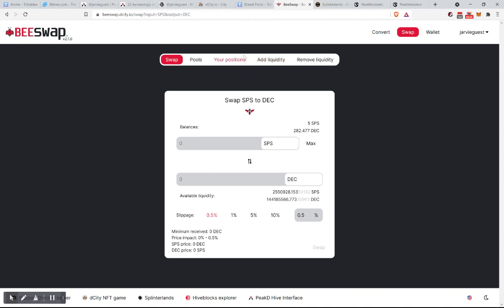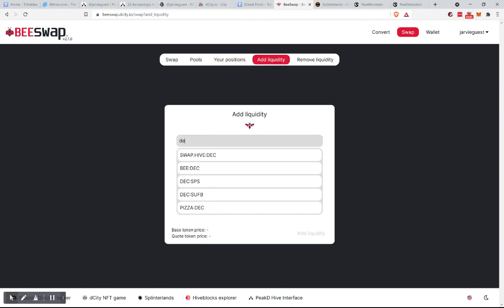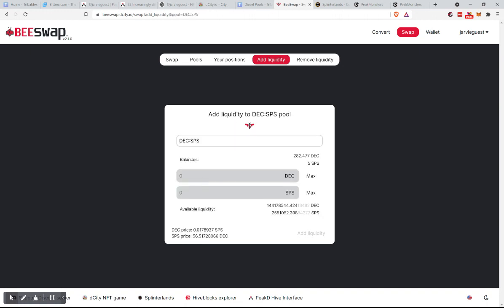Yeah. All right, so now we need to go over to add liquidity. Type in DEC. There's a pool, DEC to SPS. And we're going to put in 5, and it says 282,586 because the price changed on us. Sad. So we're just going to hit max on that, and we're going to stake 4.998. And we're going to hit add liquidity. And we're going to wait 6 seconds. Okay. And success. So now let's go look at my positions.